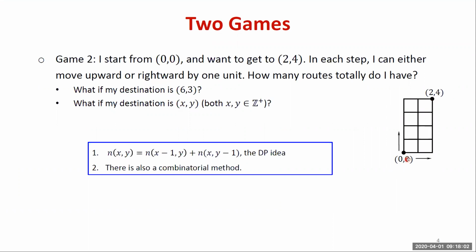And each time I can either go this way or this way. I cannot go leftward or downward. I can either go upward or rightward. Okay. Then question, how many total ways do I have to reach 2, 4?